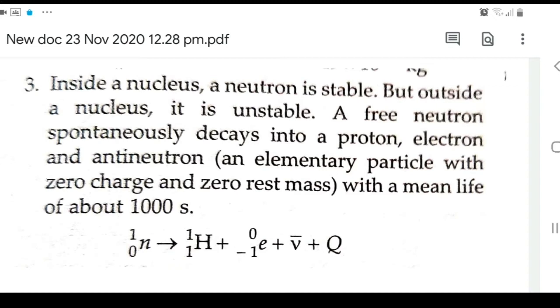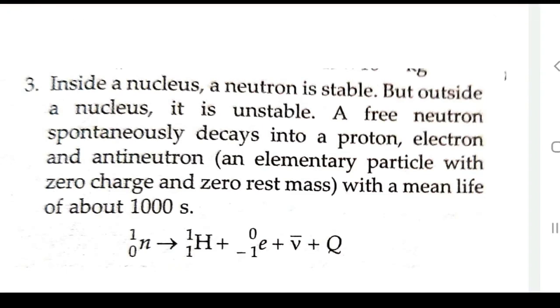The spelling is neutrino, antineutrino, and its mean life is only 1000 seconds. This antineutrino is a new particle about which we will be discussing later, and it is a particle with zero rest mass and zero charge. So here we have the equation 0n1, which stands for neutron, giving 1H1. 1H1 stands for proton.